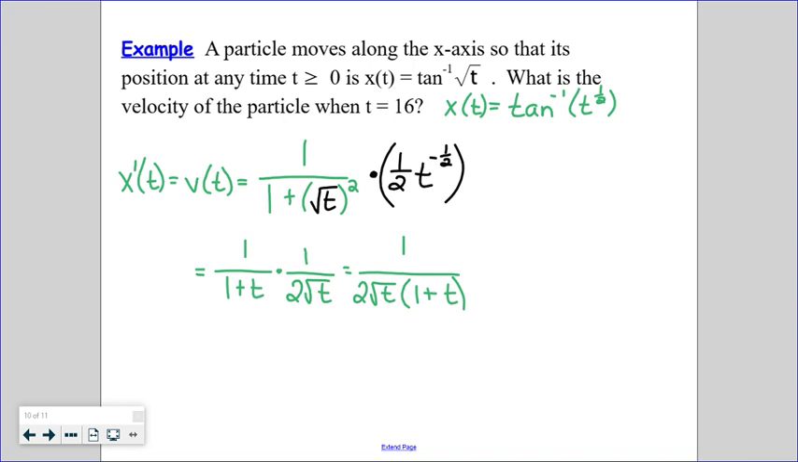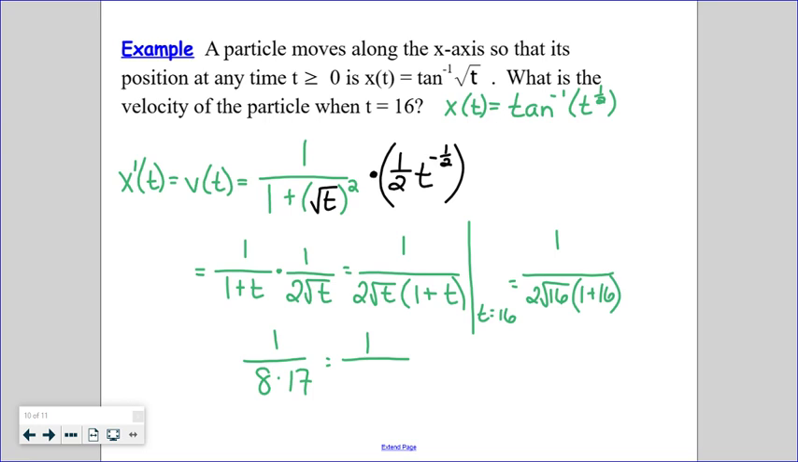Evaluated now at time equals 16. Plug that 16 into all of the places that there is a t. 2 times 4 is 8. 1 plus 16 is 17. And then I'm going to grab my calculator because I don't know what 8 times 17 is. And you guys are going to tell me, what is it? 136. Questions?